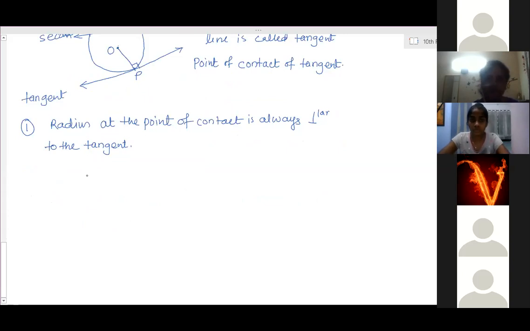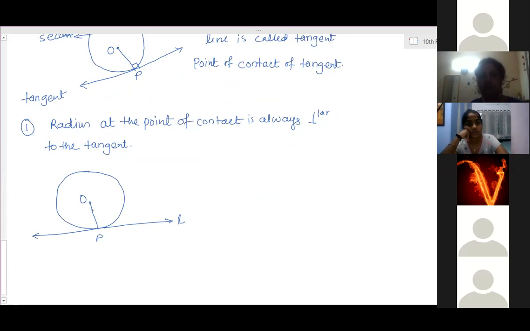Now how to prove this? This is a circle. This is a tangent, center O, P, this is line L. So to prove this, we have to draw two more lines which touch the tangent and the circle, center of the circle. This is point Q, this is point R. This is, we will take it as Q dash. And this point we will consider as R dash.